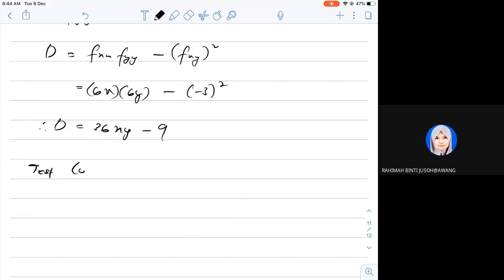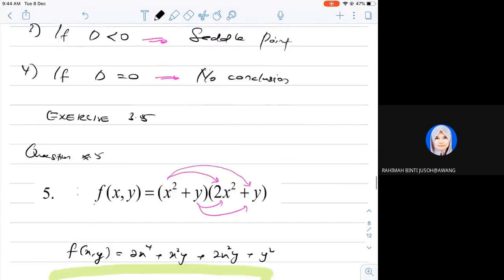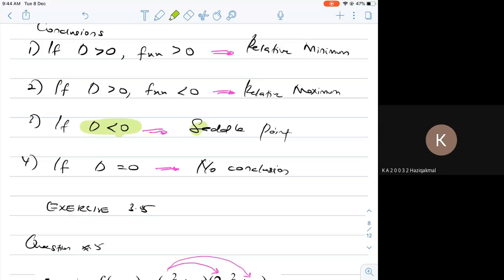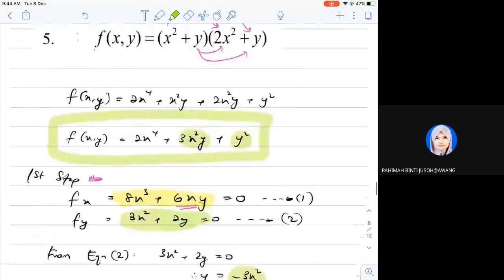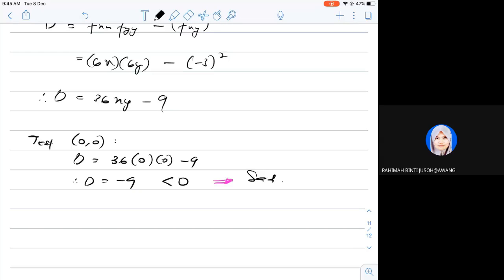Okay, so we need to test. Test the first coordinate (0, 0). You calculate your d: 36 times 0 minus 9. So you get d equals negative 9. Do we need to check with fxx? No, because we get d less than 0. So automatically, what's the conclusion, guys? This is a saddle point. Yes, good. So we will get a saddle point. Very good. You should memorize those four conclusions.